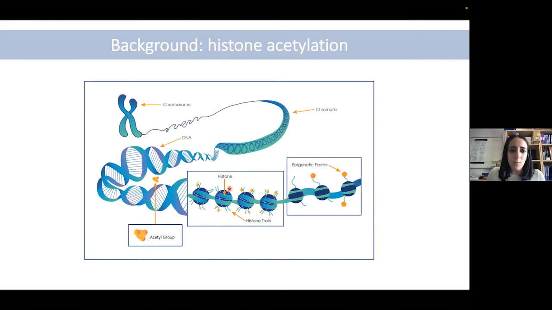While when these modifications get removed from the histone tails, then the chromatin will be more dense, and so it won't be accessible anymore to the transcriptional machinery. This acetyl group derives from acetyl-CoA and is produced in cell metabolism.